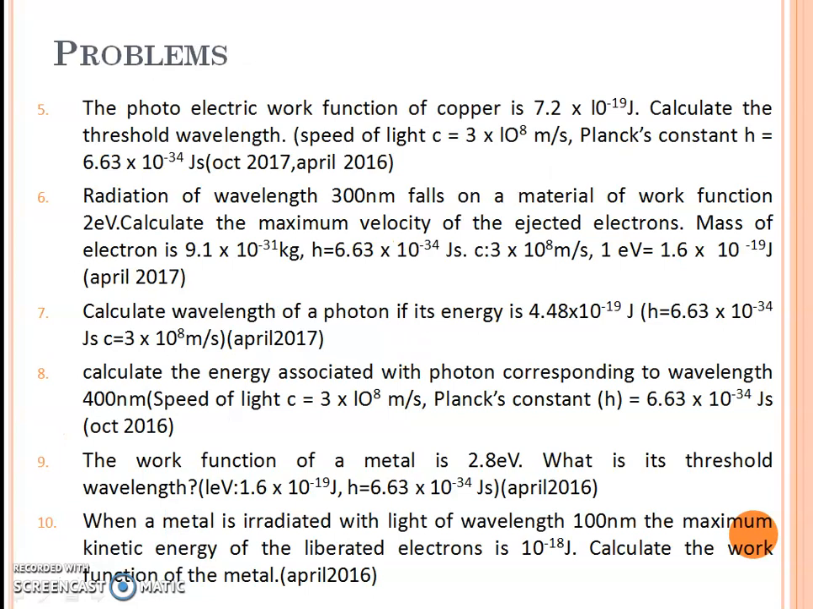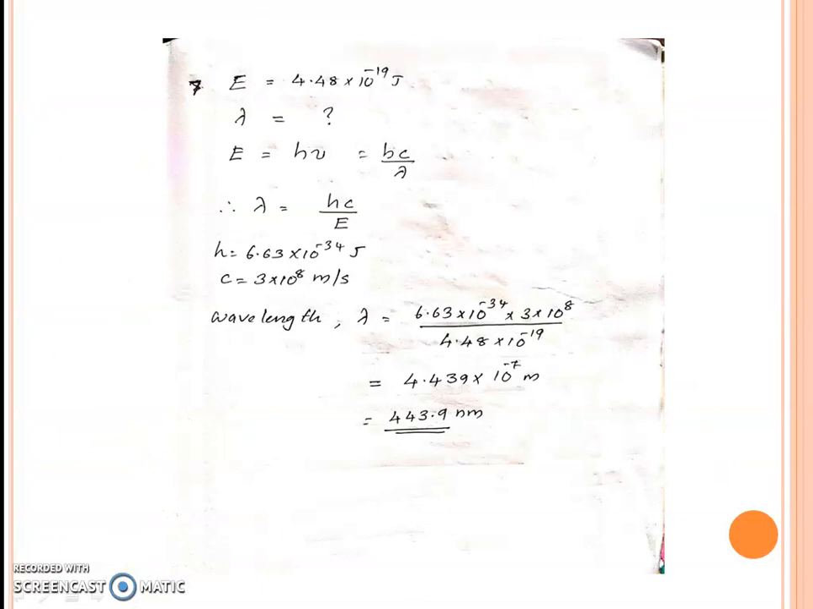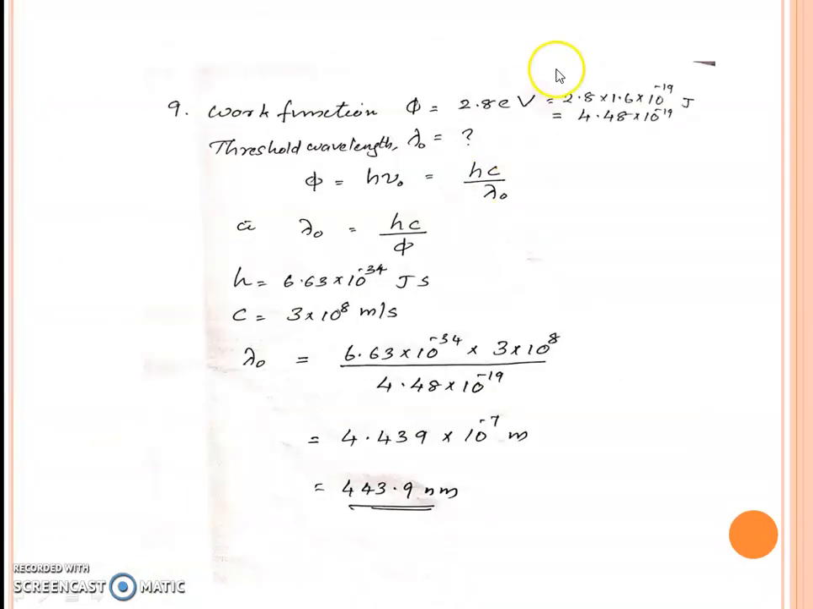Then the next problem. The work function of a metal is 2.8 electron volt. What is its threshold wavelength? Again, simple question. Work function is given. It is required to calculate threshold wavelength. And what is work function? 2.8 electron volt. It is in electron volt. Therefore, we have to convert it into joule. In order to convert into joule, we have to multiply the quantity with the electronic charge, that is 1.6 into 10 raised to minus 19. Then we will get its value as 4.48 into 10 raised to minus 19 joule.